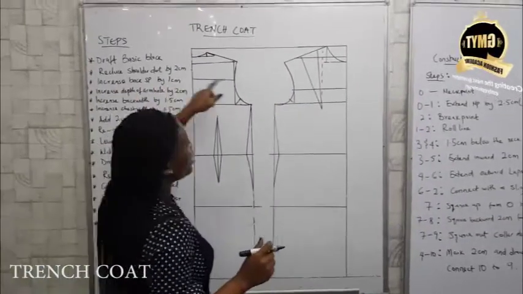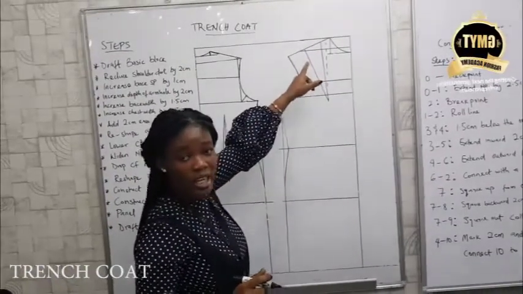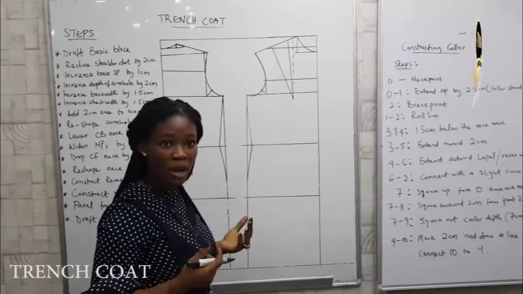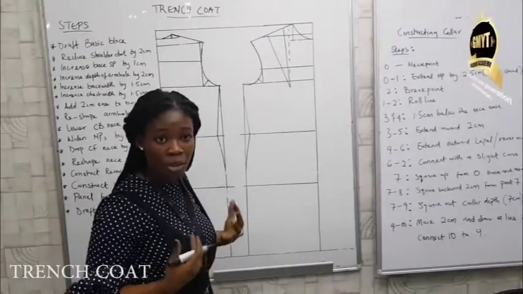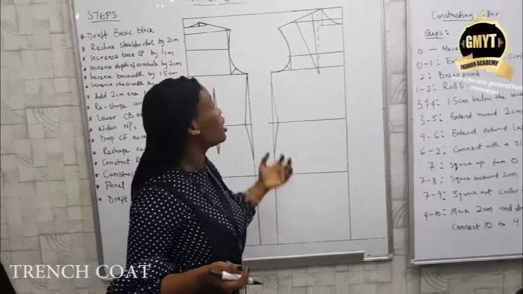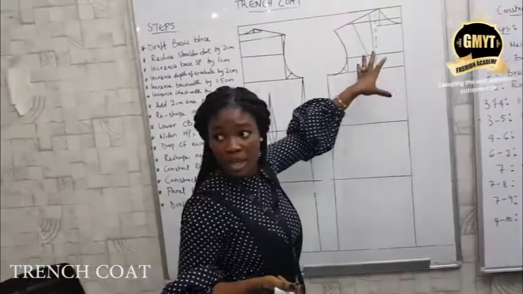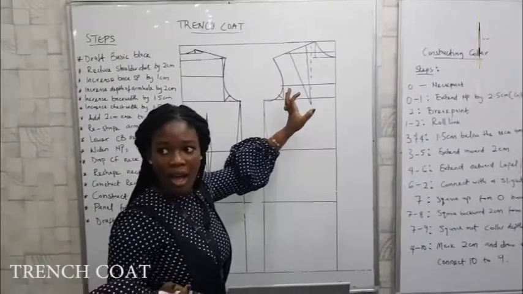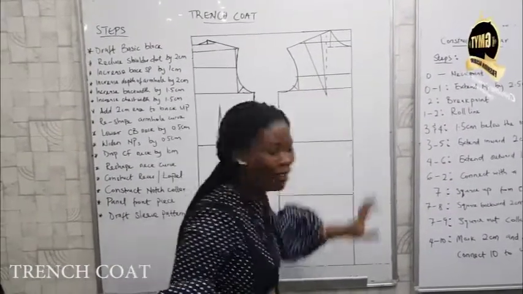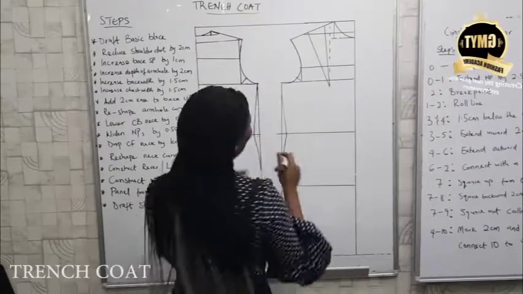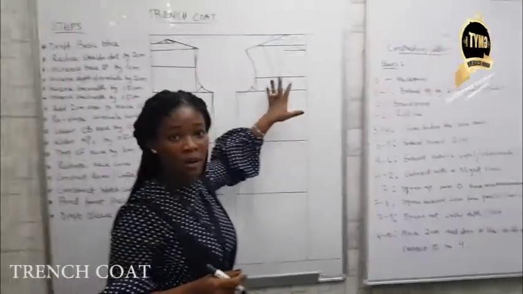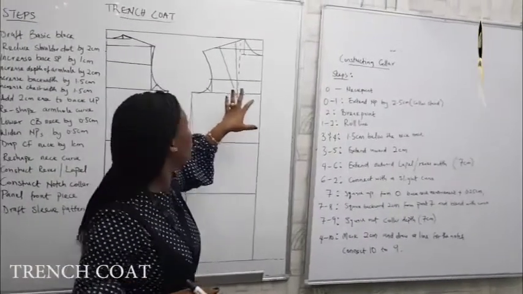So the main reason why you are reducing your shoulder dart is because it's a jacket. You are not doing a dress whereby you need to emphasize more on the bust area. It's a jacket. Normally we are meant to use a dartless bodice, but I don't know whether you know your dartless bodice. So that's why I'm using our regular shaped bodice.